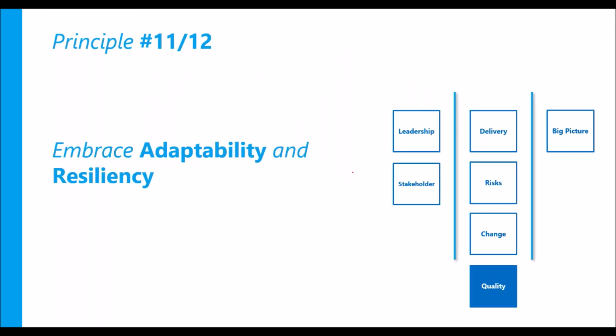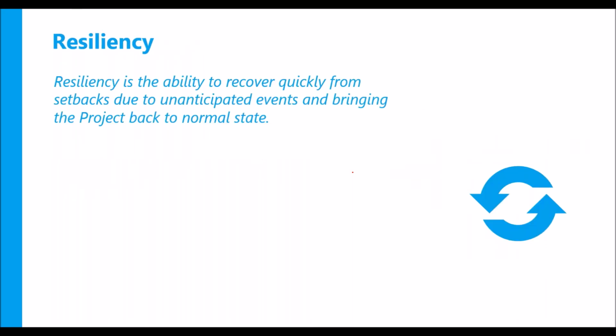The penultimate principle is adaptability and resiliency. It comes under quality. Resiliency by definition is your ability to recover from any failure or setback. And this resiliency can be applied not only to project management, right? It is also used in architecture, for example. If your system or application goes down, how resilient is it to come back?